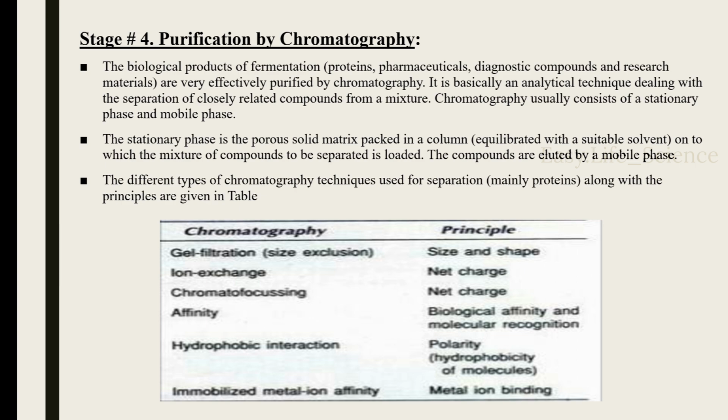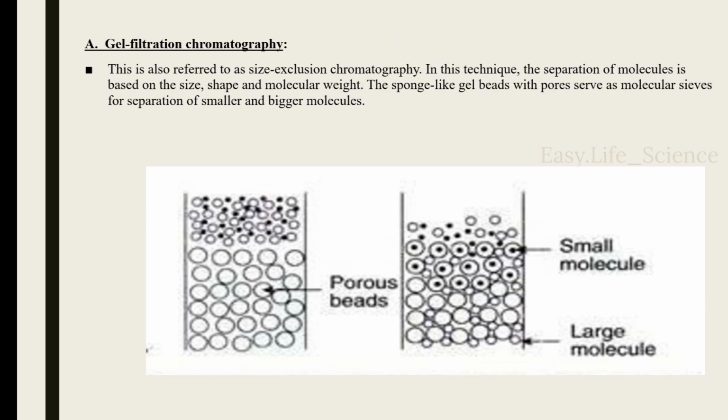The different types of chromatography techniques used for separation, mainly of proteins, are like size exclusion chromatography, where separation will occur based on size and shape. Affinity chromatography, based on affinity of molecules towards stationary phase. Ion exchange, based on ionic interaction with stationary phase. And so on.